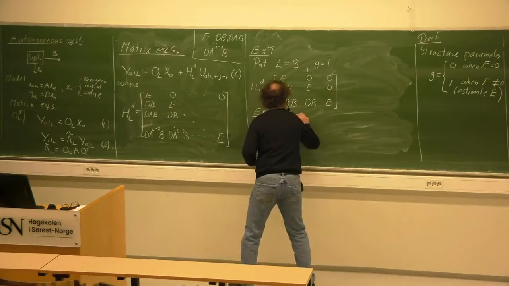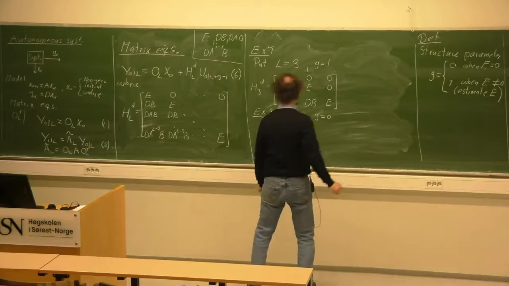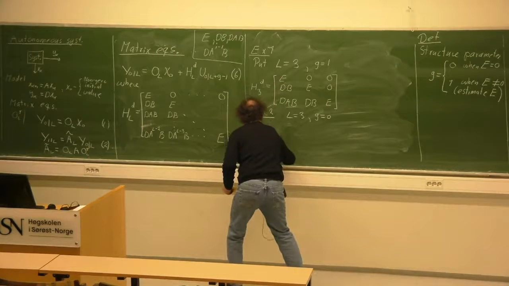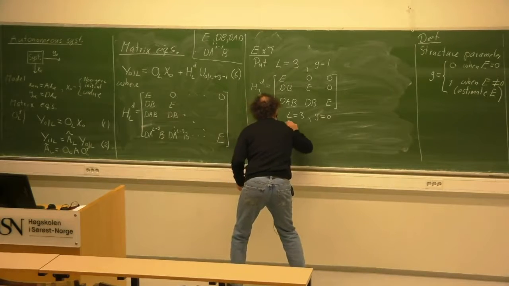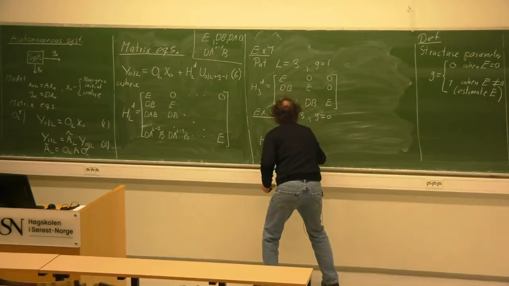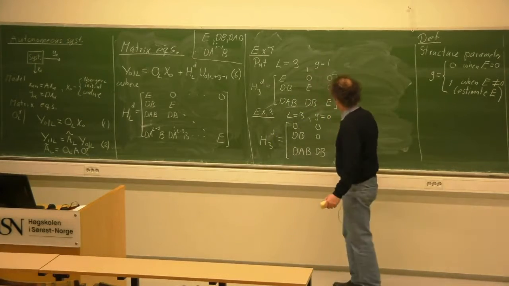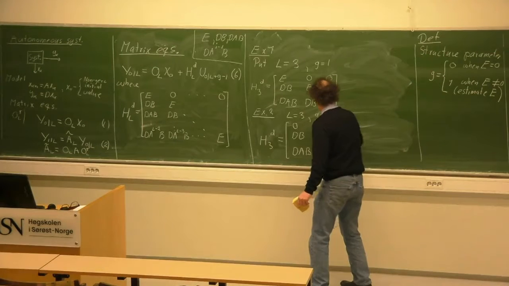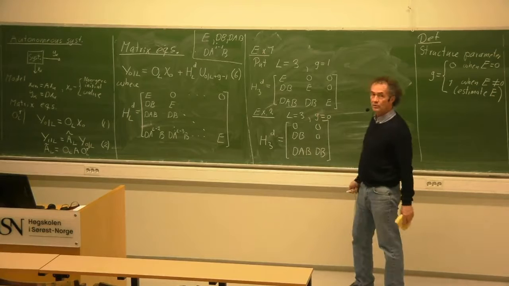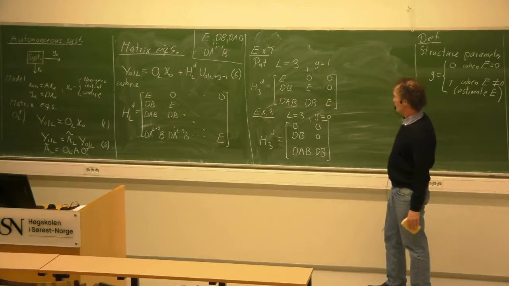Here I still want L equal to 3, but this structure parameter 0 means that G is 0. Then we have H3D. Then we have 0 up here, DB, and DAB, and 0, 0, DB. And since G is 0, we skip the last block row. So this one will have a lower dimension.